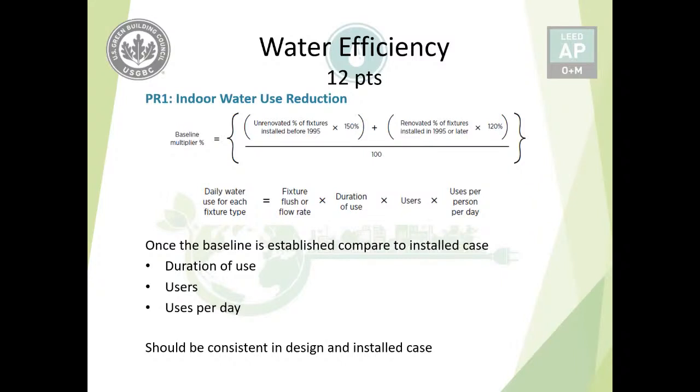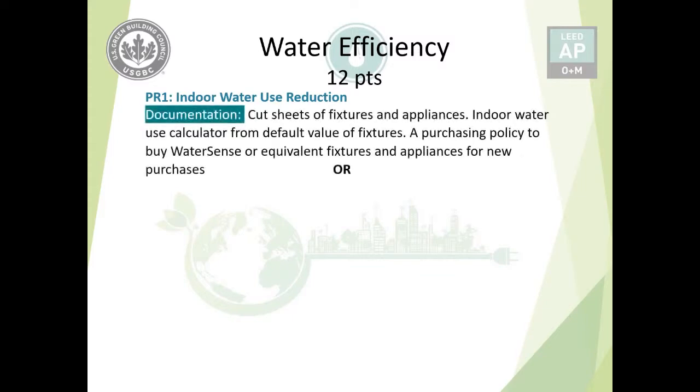Once the baseline is established, compare it to the installed case, whatever you have on site inside the building. Then you will calculate the duration of use, users, and uses per day, and both should be consistent. The number of people in design case should be equal to the number of people in your actual installed case. Since this prerequisite deals with the fixtures and appliances, you just need to submit the cut sheets or data sheets and the subsequent calculations for the standard or default value of fixtures. And we know that the design and the calculated data should be consistent.